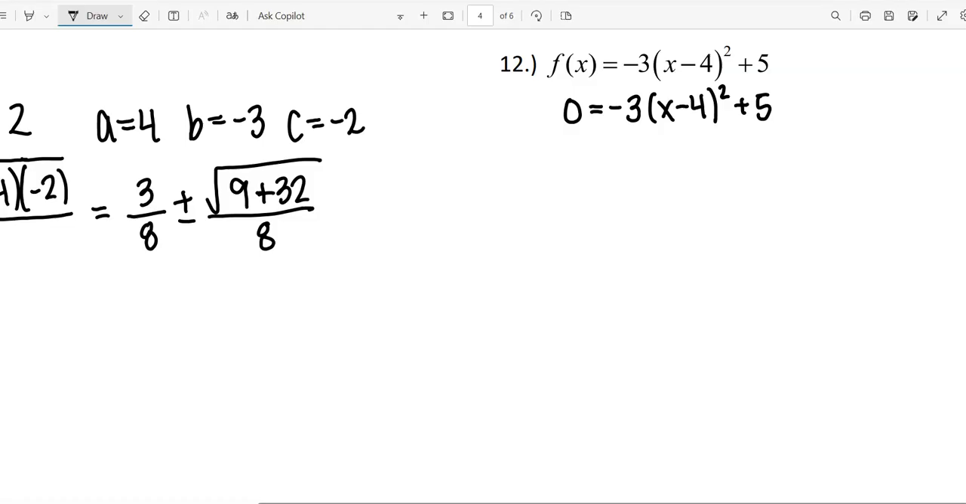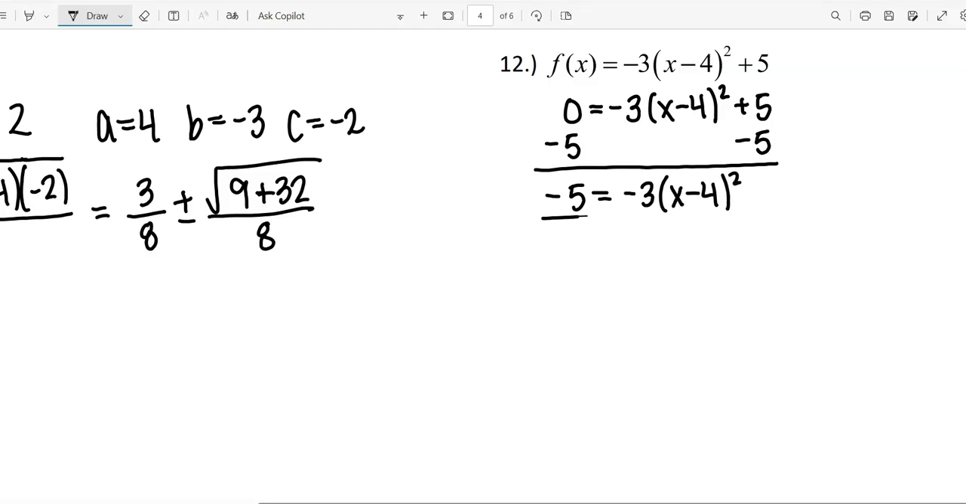How are we going to solve this one? Yeah, we're going to solve by square roots by subtracting the 5 first. If it's already in vertex form, you can solve by square roots. You could expand it out if you wanted to, but if you expand it out and get it in standard form, you run the risk of it not being factorable and you doing all that work for nothing. So just keep that in mind. 0 minus 5 is negative 5 equals negative 3 times x minus 4 squared. Divide by negative 3. I get positive 5 over 3 is equal to x minus 4 squared.